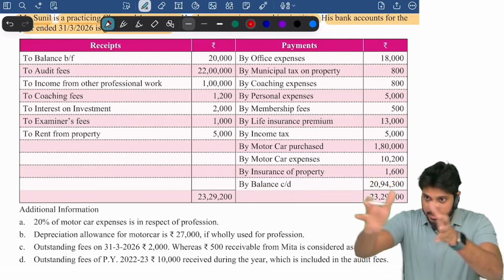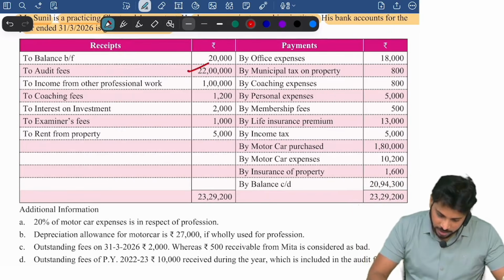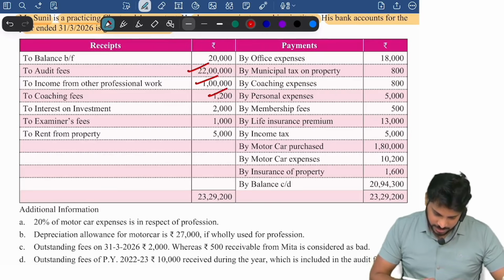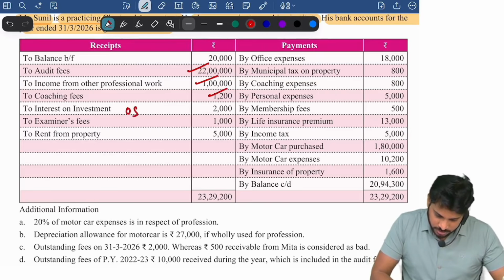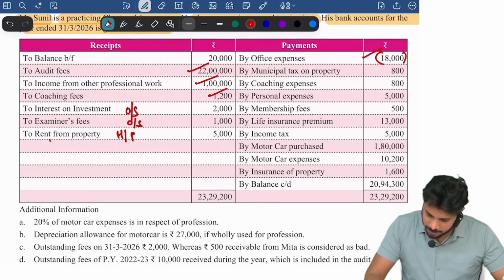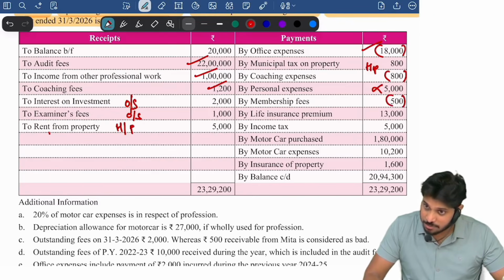Where incomes I will add, expenses I'll reduce, over PGBP income. Audit fee taxable. Income from professional work taxable, PGBP. Coaching fee, PGBP. Interest on investment, other sources. Examiner fee, other sources. Rent from house property, this is rent amount. Remember. Then office expense, PGBP. Municipal taxes, house property should claim. Coaching expense, PGBP. Personal expense ignored. Membership fee for profession only, allowed, PGBP.